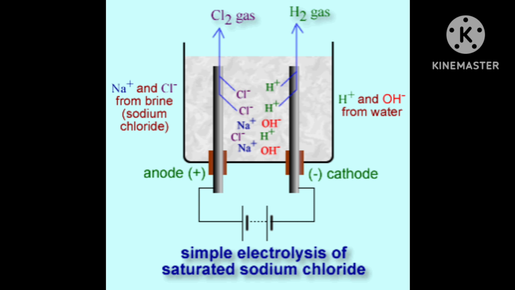Now at the anode, what reaction will take place? Chloride ion at the anode releases one electron and forms half Cl2. Cl- gives half Cl2 plus one electron, at the anode. One more reaction takes place at the anode: 2H2O gives O2 plus 4H+ plus 4 electrons.